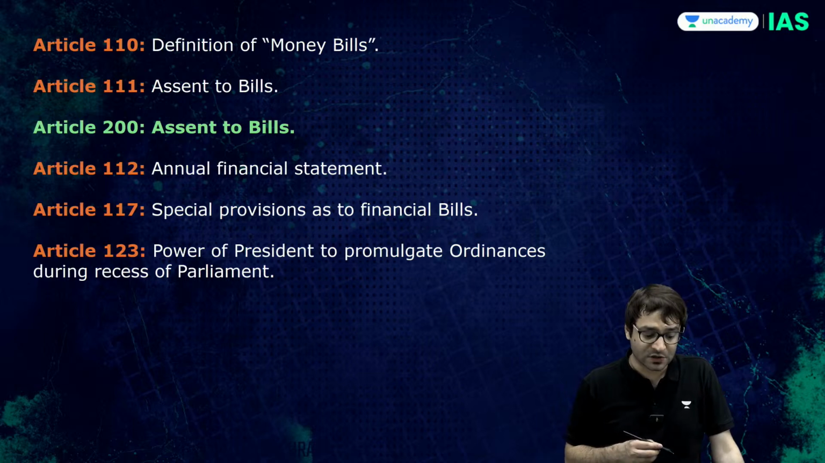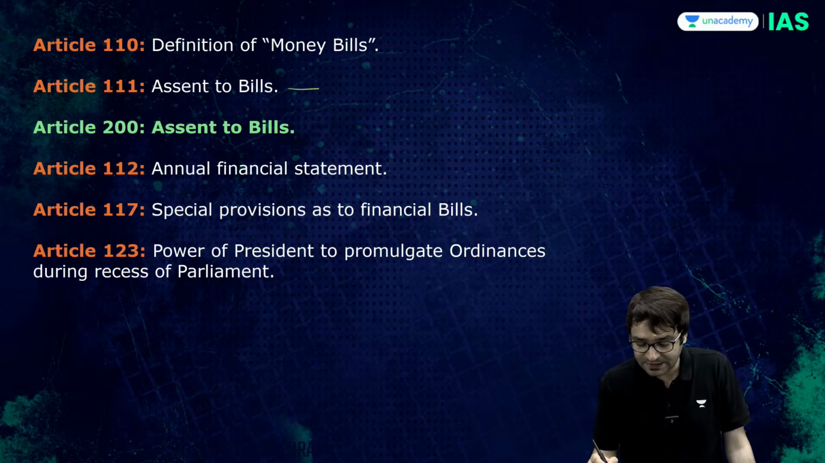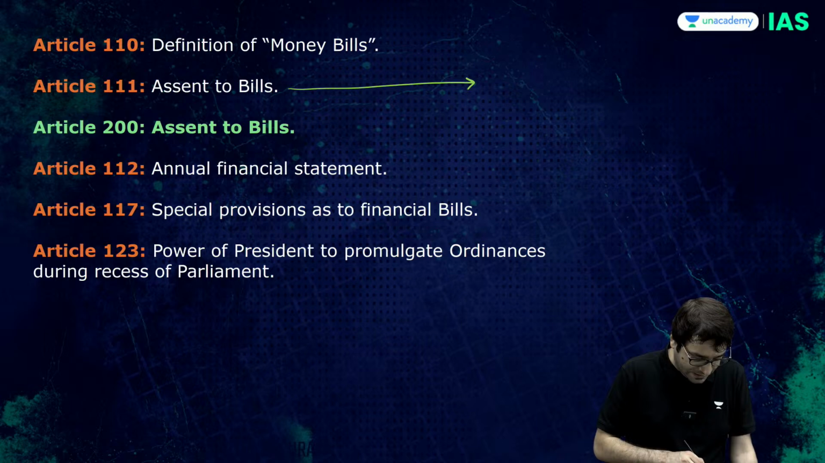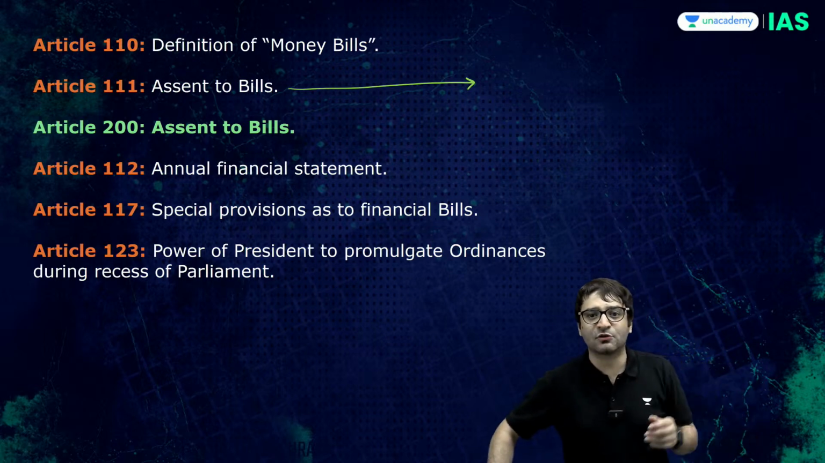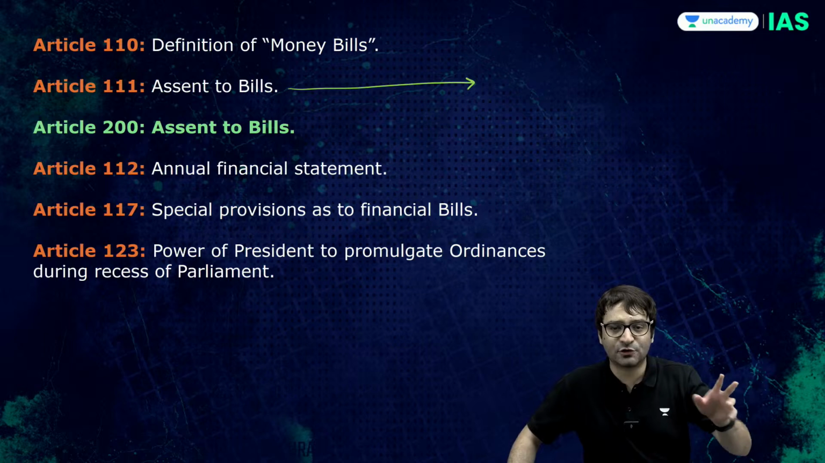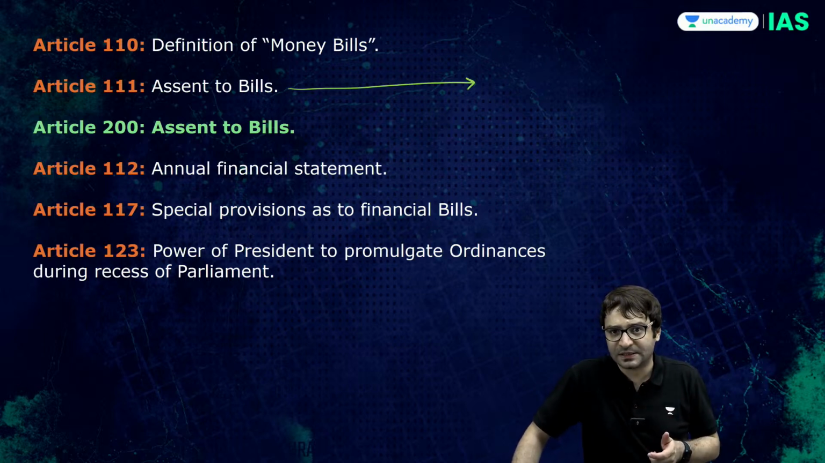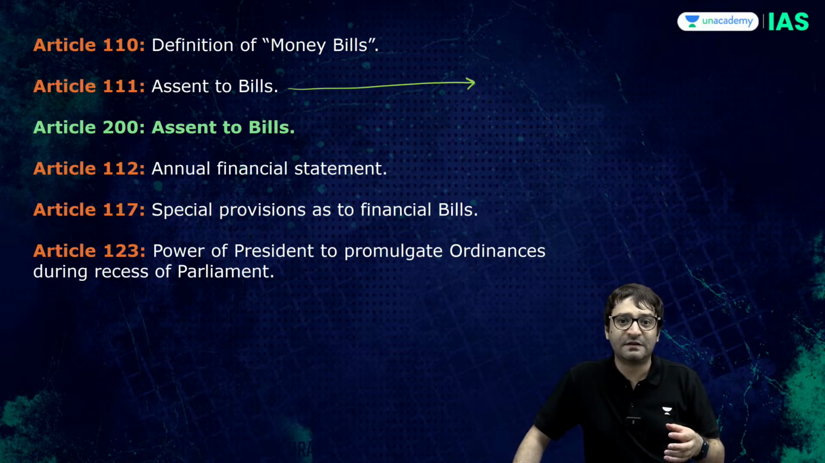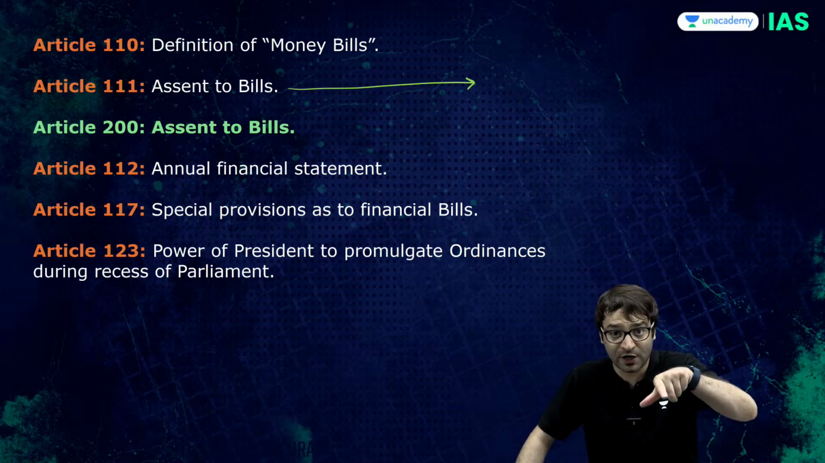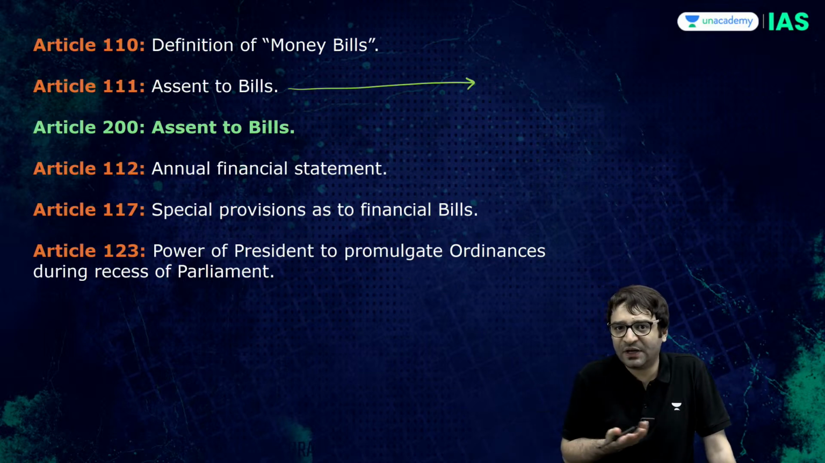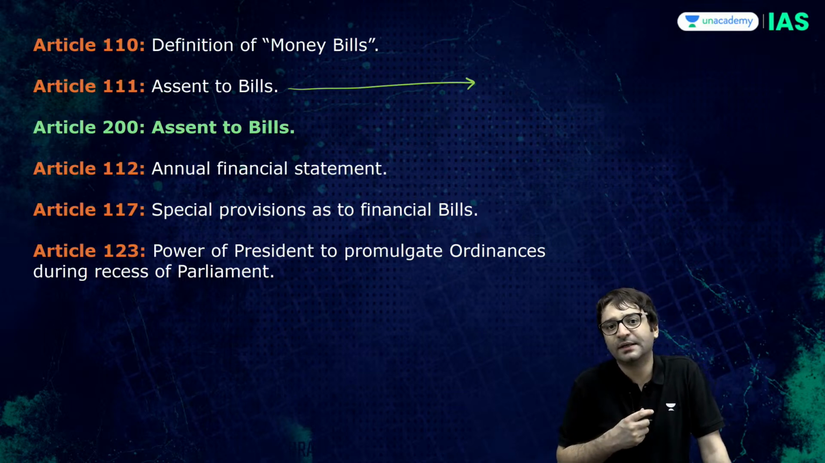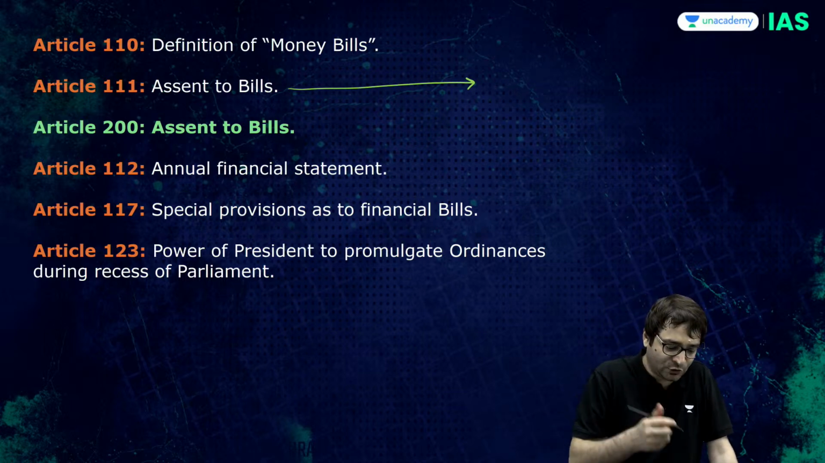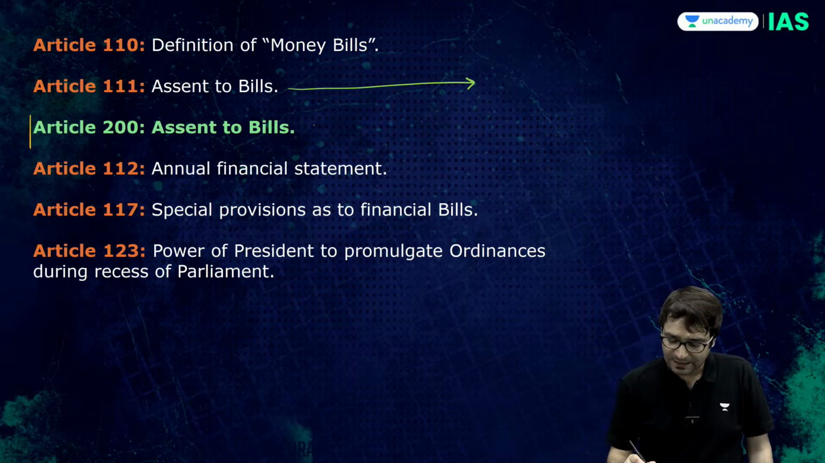Article 111 talks about assent to bills. And what is this assent to bills? When a bill is passed by both houses of the Indian Parliament and sent to the President, what are the options available with the President? The President may give her assent. The President may withhold her assent. The President may send the bill back if it is not a money bill. These are the options available with the President under Article 111. Similar provisions are available to the Governor under Article 200 of the Constitution.